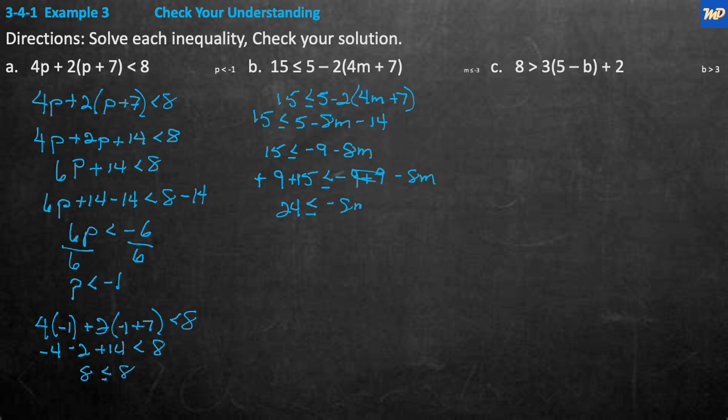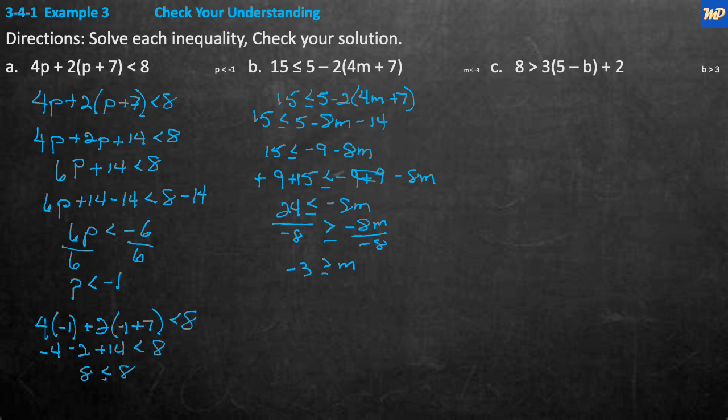Minus 8m. Okay, so now I have 24 less than or equal to negative 8m. And since I have a negative to get rid of, the sign's going to change, right? So now we're going to divide both sides by negative 8. Divide by negative 8. Change the sign. Negative 8m divided by negative 8 equals negative 3. 24 divided by negative 8 is greater than or equal to m.